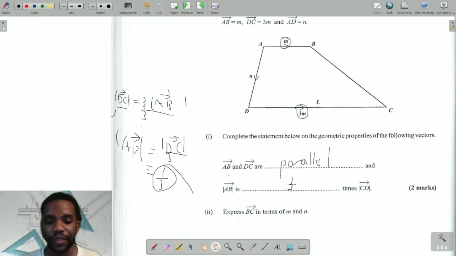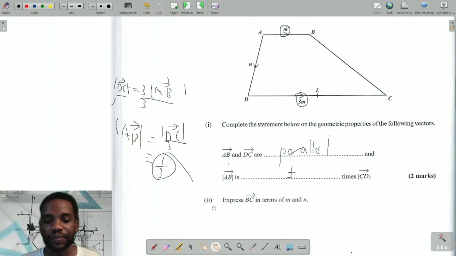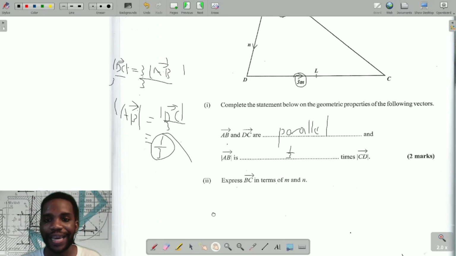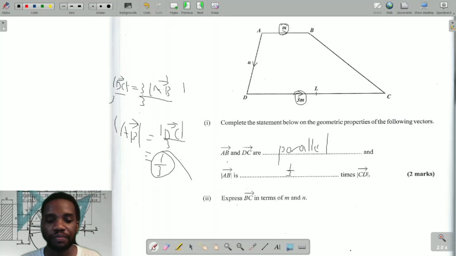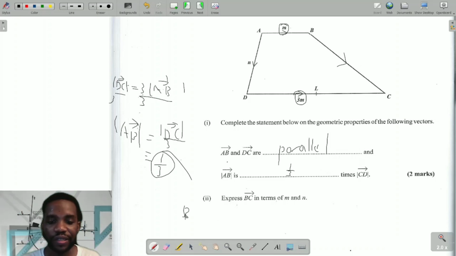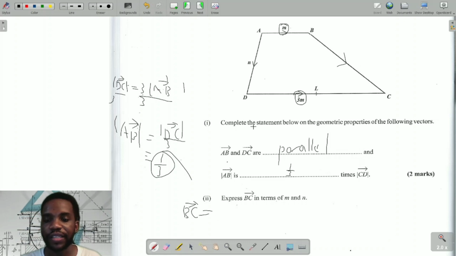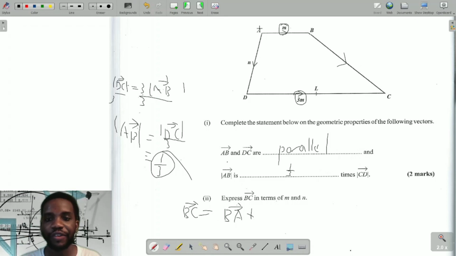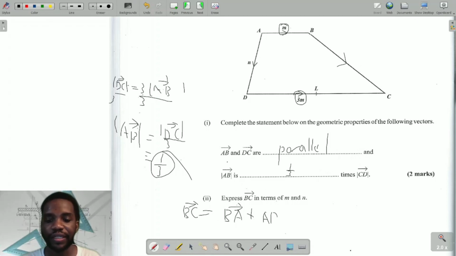Alright? Now let's take this down. It says express BC in terms of m and n. So I want to go from B to C. Let's put the arrow there. I'm going to start at B and I should end at C. So what route it seems that I'm going to have to take to go from B to C? It seems that I would have to go from B to A, then from A to D, so plus AD, and then from D to C.